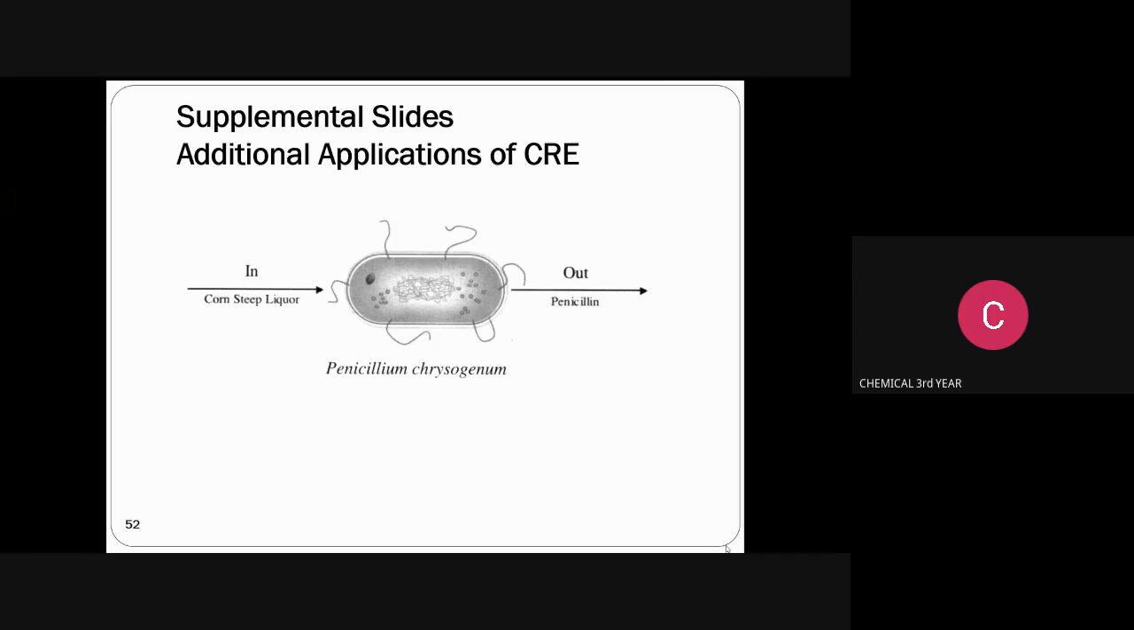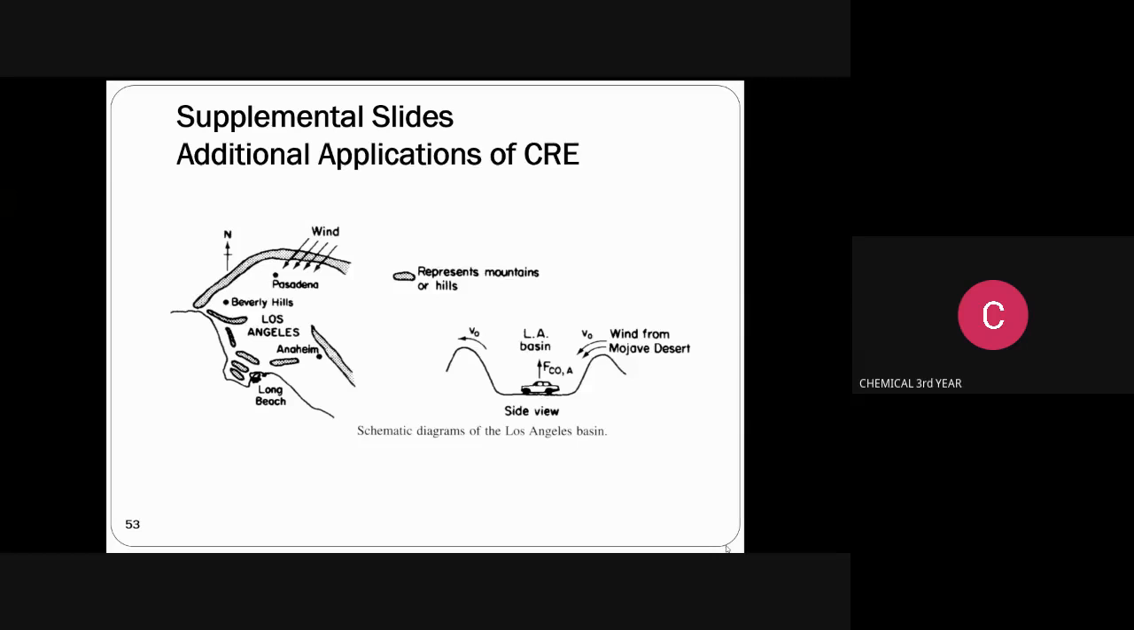The next application of CRE is penicillin. This is the continuous-stirred penicillin operation, where one is the input and the other one is the output. The raw liquid is the input and the penicillin becomes the output. In the third one, the wind may also happen into the Long Beach and the Los Angeles area.